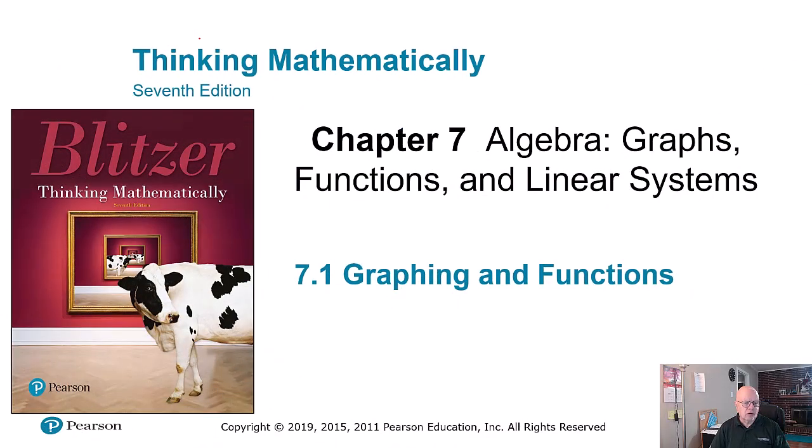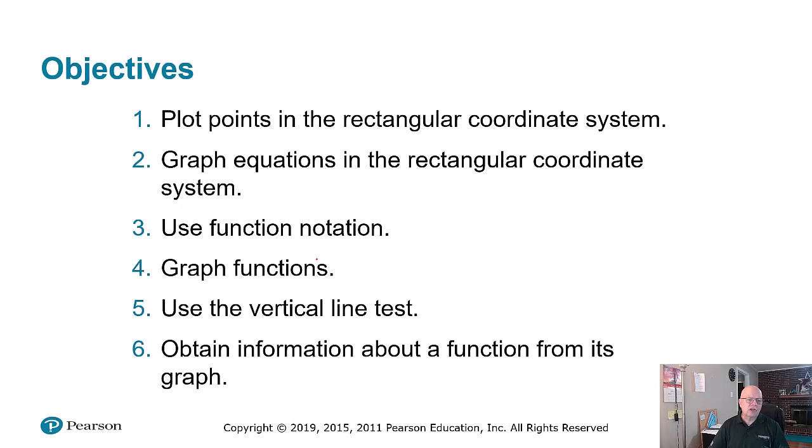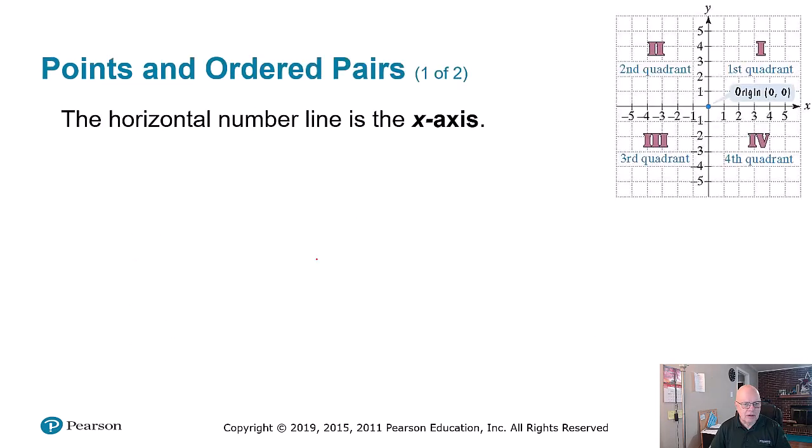Welcome back. We're on chapter 7 now, our second part of the algebra part of college mathematics. Here are some of the things we're going to talk about today, and we'll get to those one piece at a time. First of all, the horizontal number line is the x-axis.